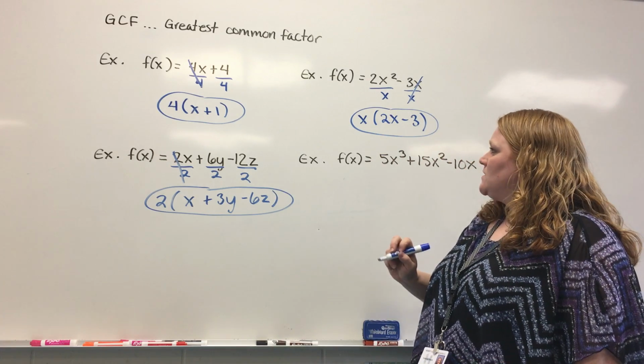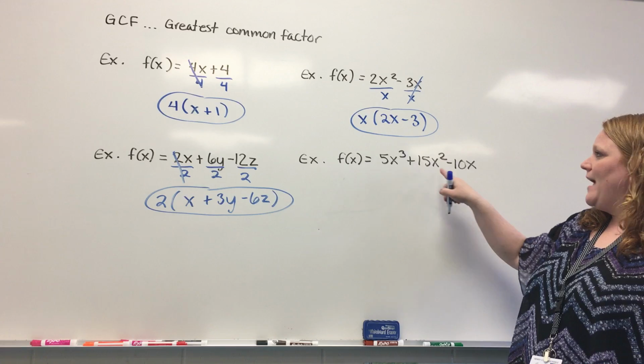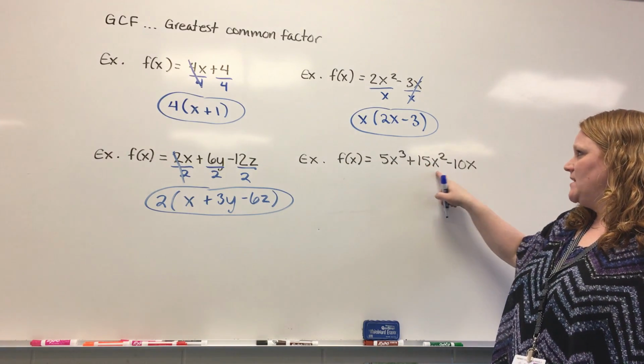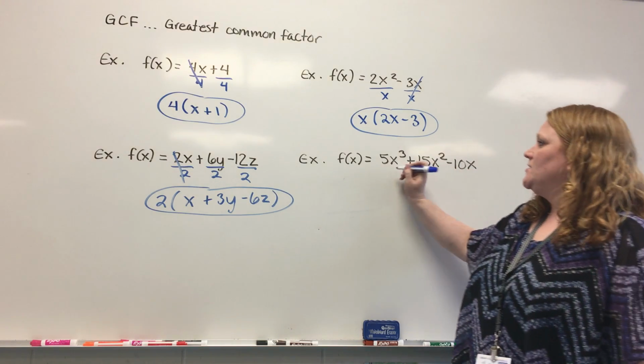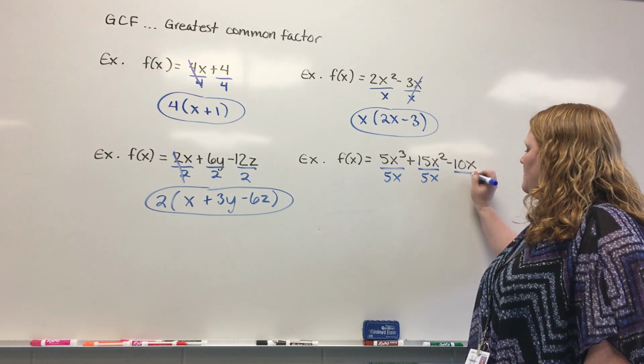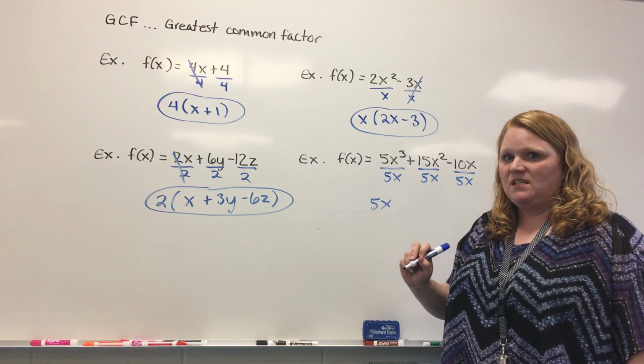All right, and then the last one, you have a number and a variable. So you could divide out a 5, and you could also divide out an x because they all have x's in common. So I'm going to divide out 5x from every term. So I'm going to write down the 5x because that's my GCF.